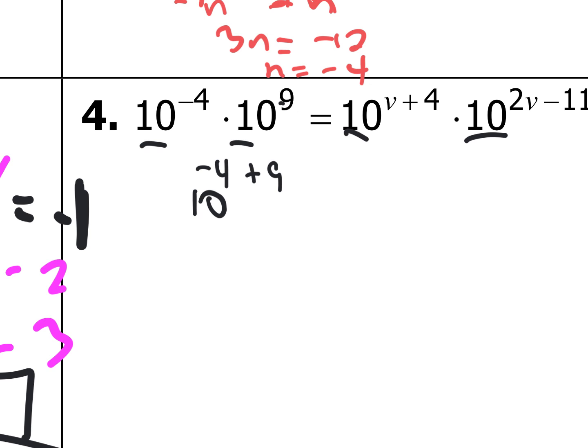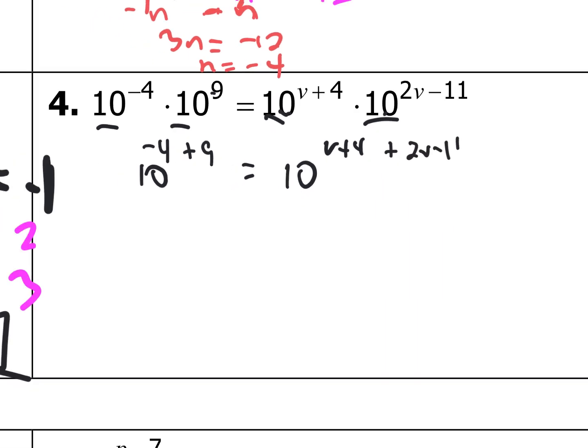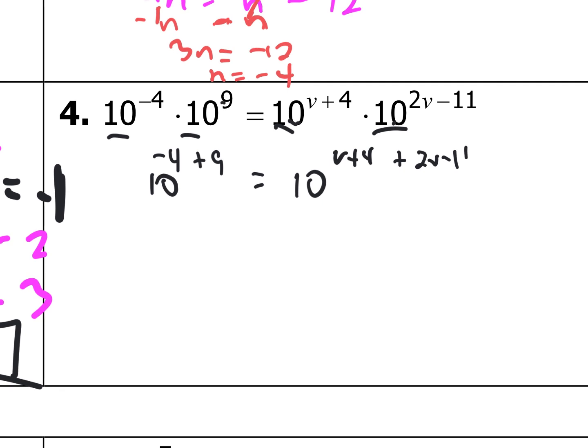Equals. Keep the base and add the v, I'm sorry, v plus 4, and add that to 2v minus 11. Is that correct? I'm sort of cheating in a way because I didn't show all the steps yet. I just said add these exponents, add these exponents.